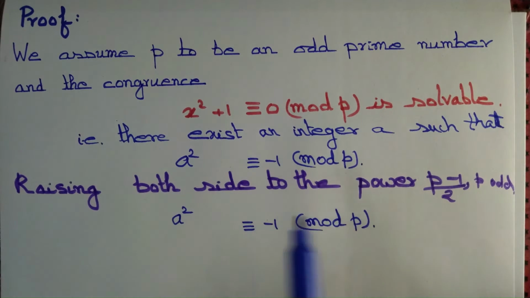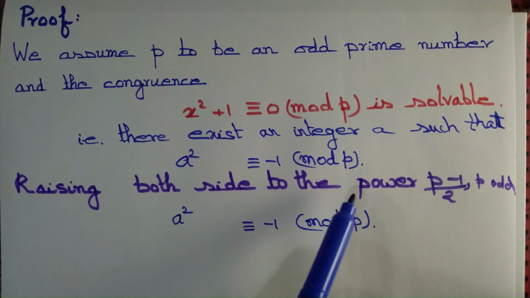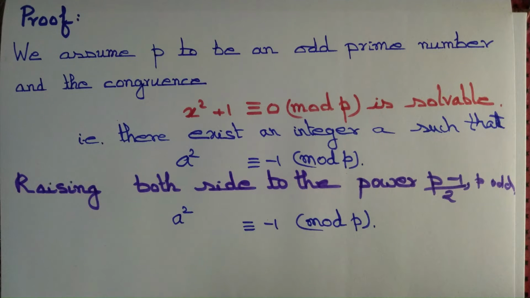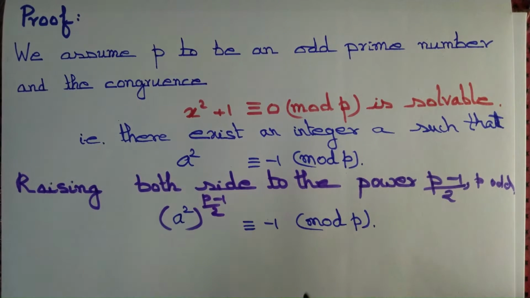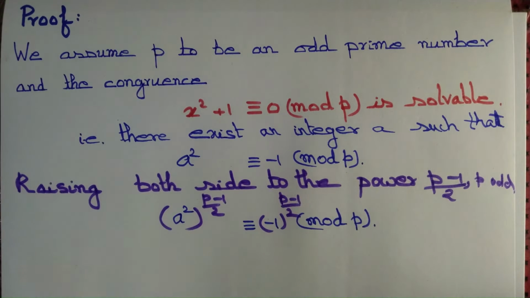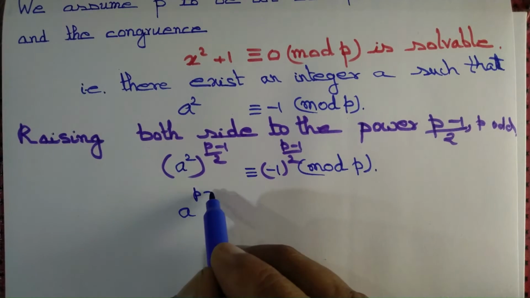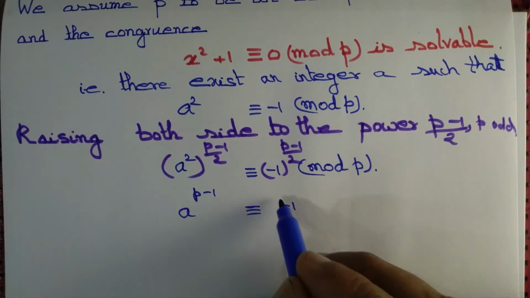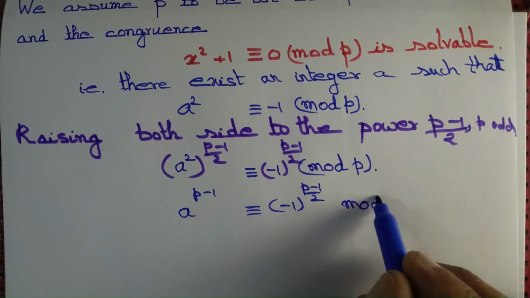As p is an odd prime, (p minus 1)/2 is a positive integer, so we raise both sides to the power (p minus 1)/2. Let's raise the left hand side to the power (p minus 1)/2, and then raise the right hand side to the power (p minus 1)/2. By the law of indices, the 2 and 2 cancel and we obtain a to the power p minus 1 is congruent to (minus 1) to the power (p minus 1)/2 mod p.